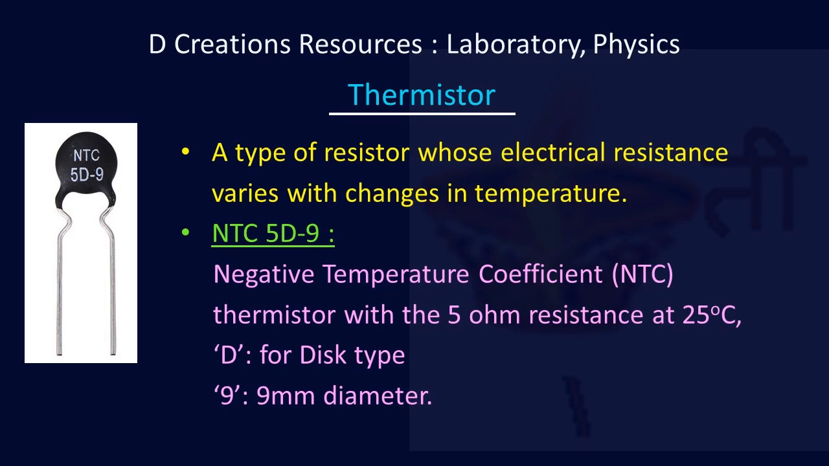There are two types: negative temperature coefficient, that is NTC thermistor, and positive temperature coefficient, that is PTC thermistor. As is evident from the name, in an NTC thermistor, resistance decreases as temperature increases, while in a PTC thermistor, resistance increases as temperature increases. Out of these two, usually NTC is preferred.